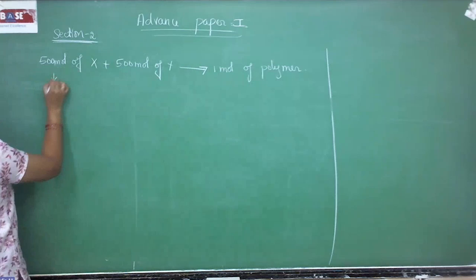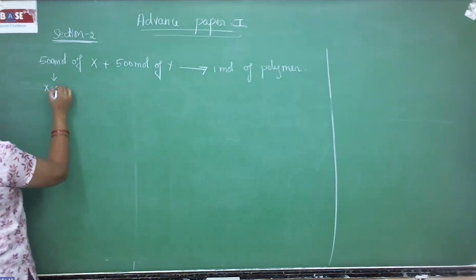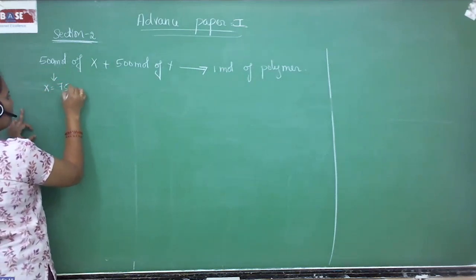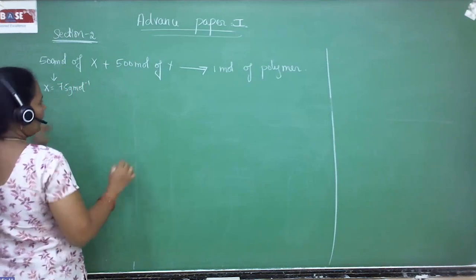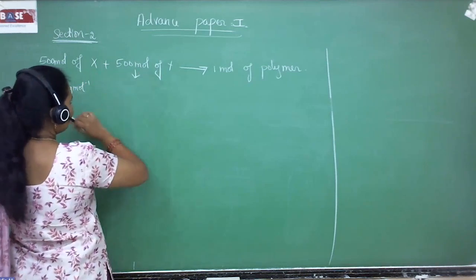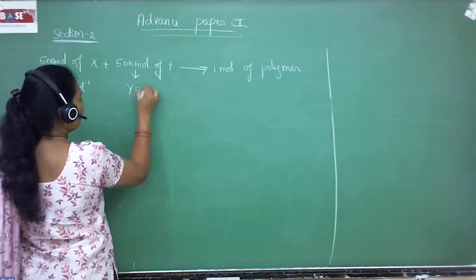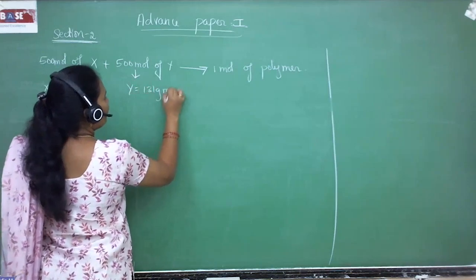What we know is the molar mass of X. This is X, no? X molar mass is 75 gram per mole, and molar mass of Y is equal to 131 gram per mole.